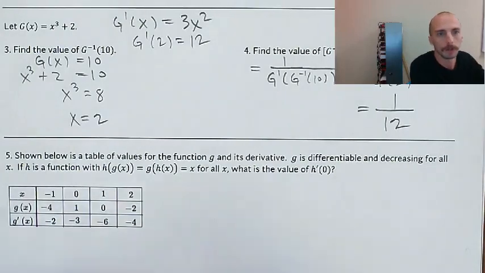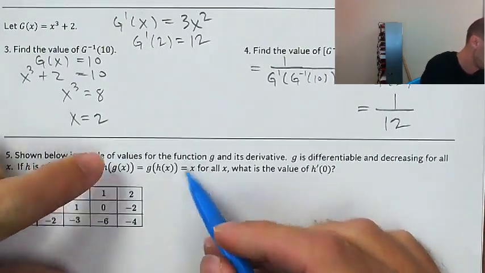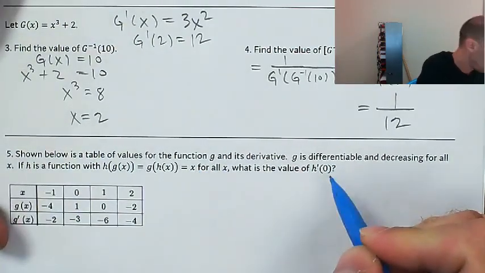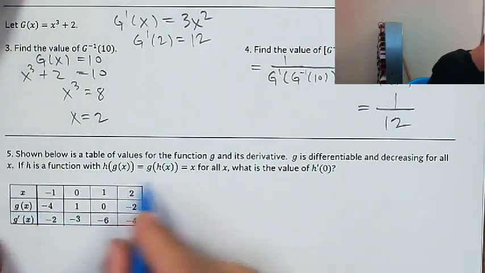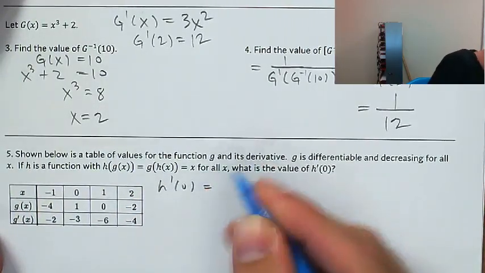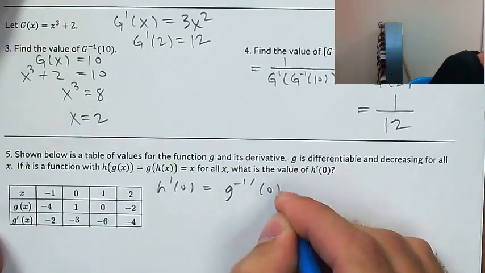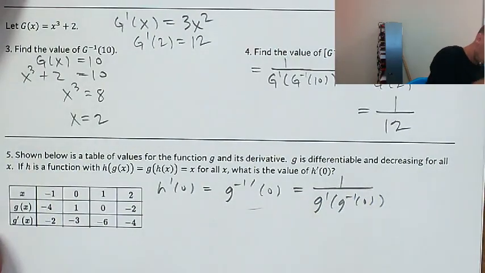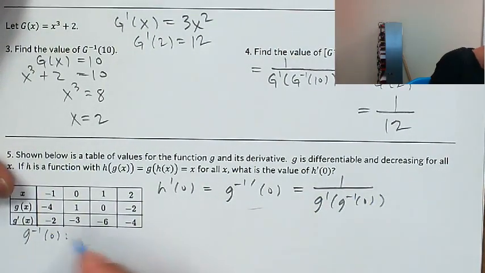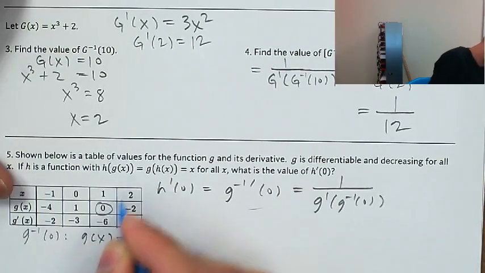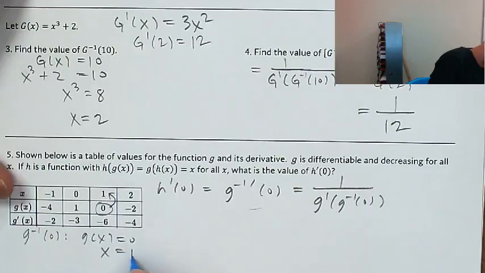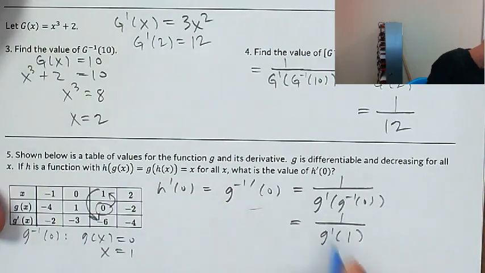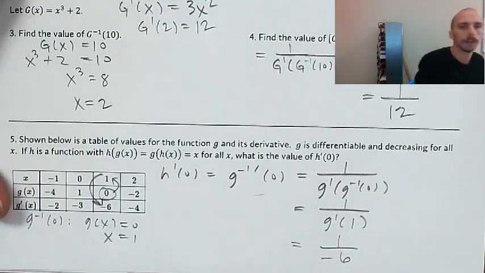The last one is the most common type, right? We've got some coded language that basically means h and g are inverses of each other. And we want to know what the value of h prime of 0 is. So we want h prime of 0. We know h is g inverse. And we've got a formula for this, 1 over g prime of g inverse of 0. Okay, now to find g inverse of 0, we're going to set g of x equals 0. We're going to find it. There it is. That's x equals 1. And that's going to be 1 over -6.